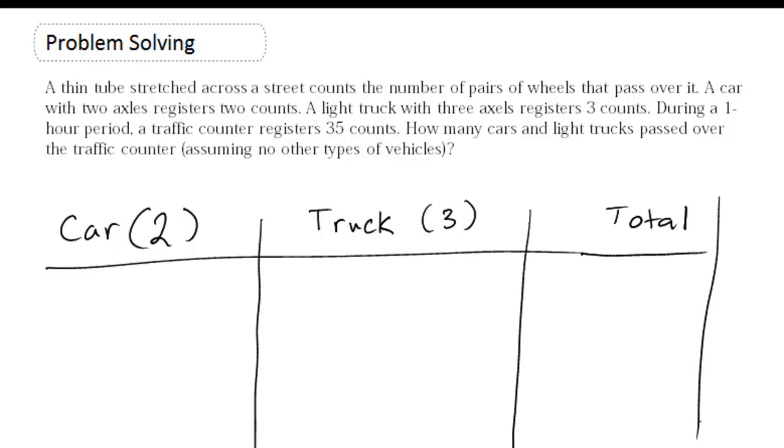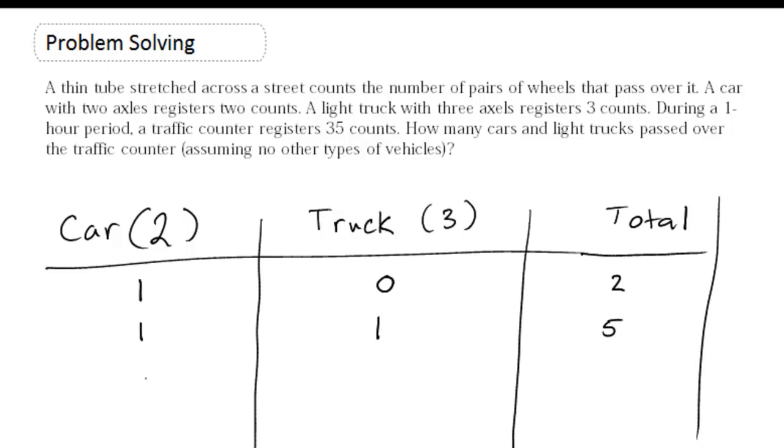Now if I make this table, I can just try all sorts of combinations, and the combinations that end up with a total of 35 would be possible answers. So for example, maybe I had 1 car, 0 trucks. Well, 1 car is 2 axles, so 2 counts. That's a total of 2 counts. Not enough, obviously, so that's not going to work. 1 of each, well, that's 2 counts for the car, 3 counts for the truck, for a total of 5 counts. Not going to do it.